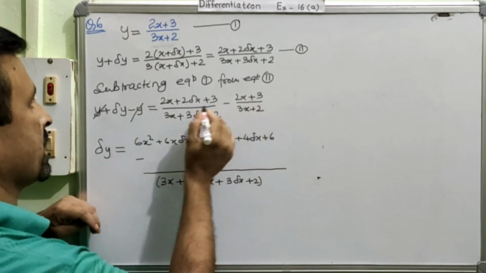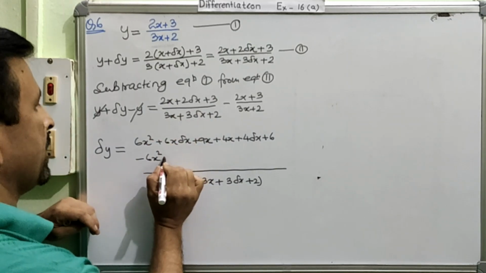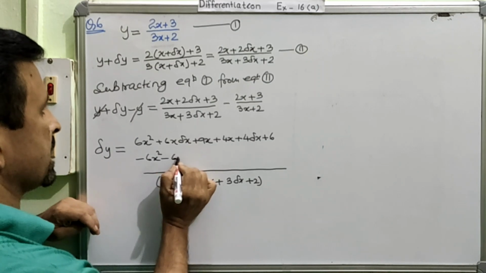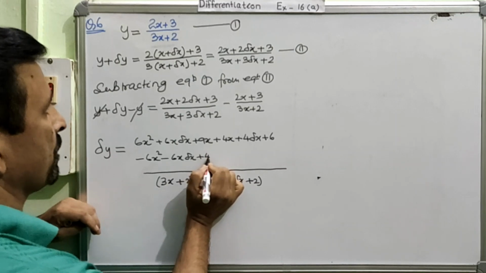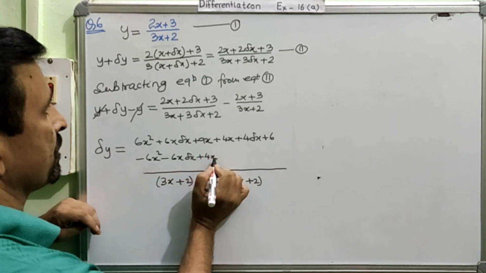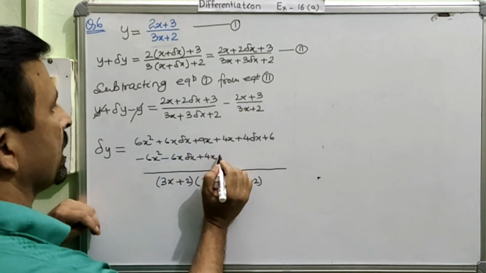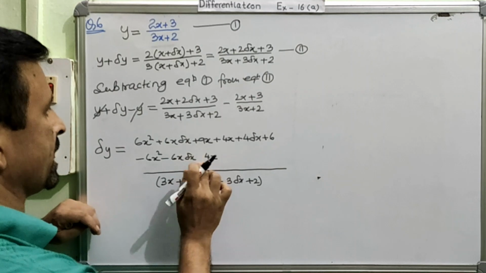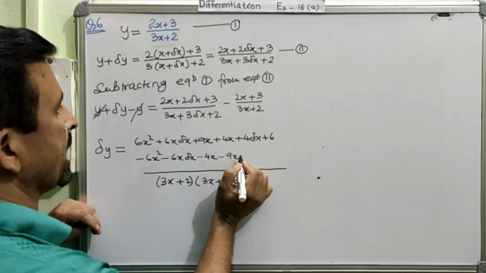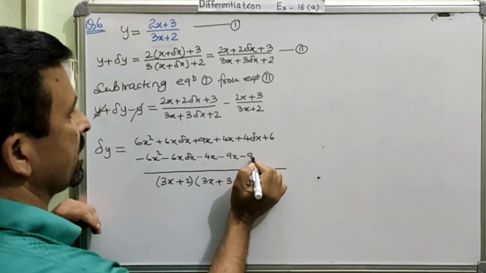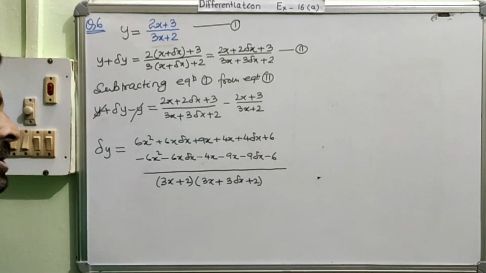Minus with 2x, first of all with 2x, minus 6x², then minus 6xΔx, and then minus 4x. Am I clear? Now I am going to multiply by 3. Sorry, all the signs are changing. So this is also minus. Now minus again, 9x², minus 9x, and then minus 9Δx, and then minus 6. So I got all the product.